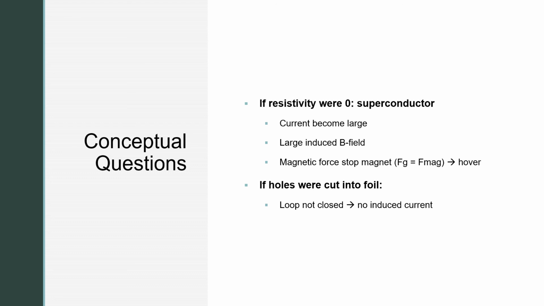And then if we cut some holes into the foil, then we would no longer have a closed loop, and so we wouldn't have any induced current and the whole experiment wouldn't work.